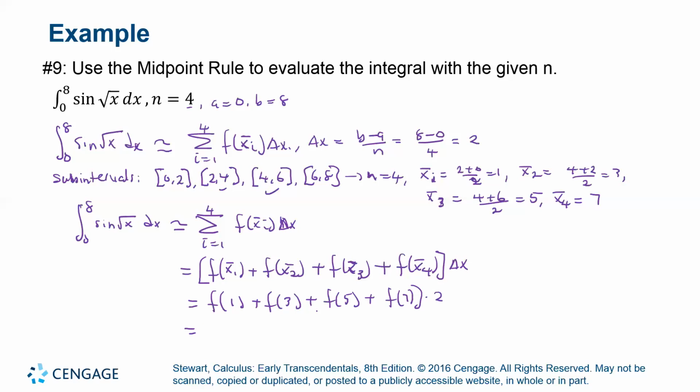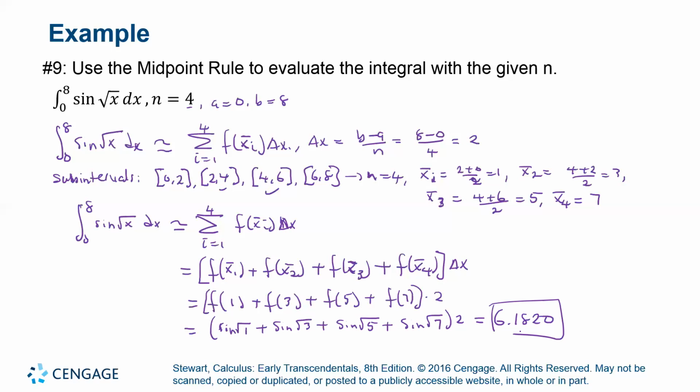So let's evaluate that. This is the sine of square root of 1 plus the sine of square root of 3 plus the sine of square root of 5 plus the sine of square root of 7, everything times 2. So when we evaluate this, use a calculator, you have 6.1820. And that will be my answer.